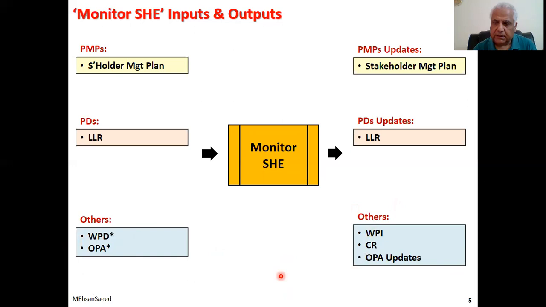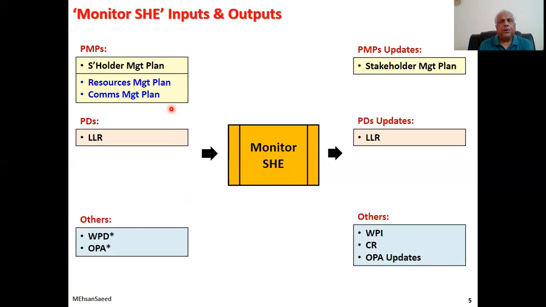Now, looking at other inputs, resource management plan. We require a resource management plan for the simple reason that we want to know how to manage the internal stakeholders, like the project team, which is very nicely articulated in a document called Team Charter. And since Team Charter is an output of the resource management plan, it is required as an input. Communications management plan is required because it carries the plans and strategies to communicate with the stakeholders.